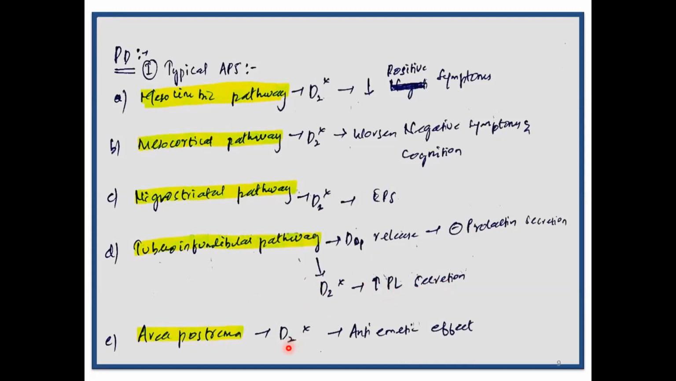There is a higher density of dopamine receptors on the area postrema, which is responsible for emetic signaling. So upon D2 blockade by the typical antipsychotics, there is a potential for anti-emetic property. Therefore, you will see that some of the uses of typical antipsychotics are in an anti-emetic role.